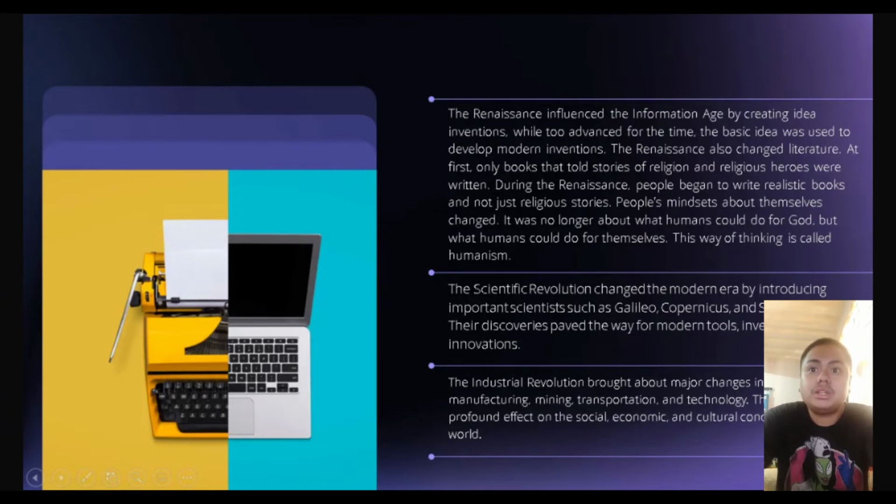Galileo, Copernicus, and Sir Isaac Newton were all part of the scientific revolution, which ushered in the modern period. Their discoveries led to the development of contemporary tools, inventions, and advances. And in the Industrial Revolution, agriculture, industry, mining, transportation, and technologies were all changed dramatically. This period had a significant impact on the world's social, economic, and cultural situations.